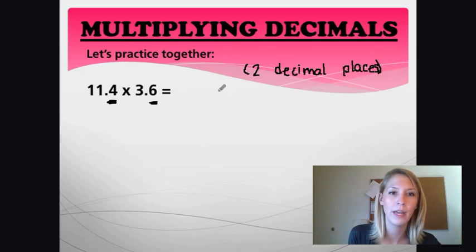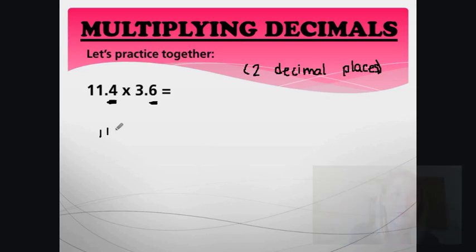So let's multiply these as if they're whole numbers. We have 114 multiplied by 36.